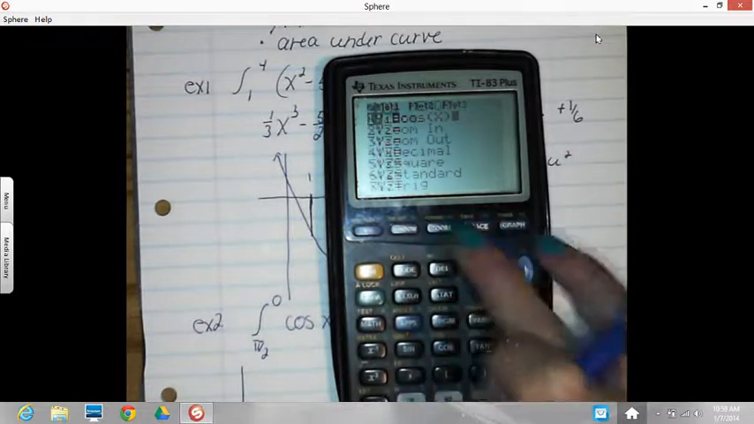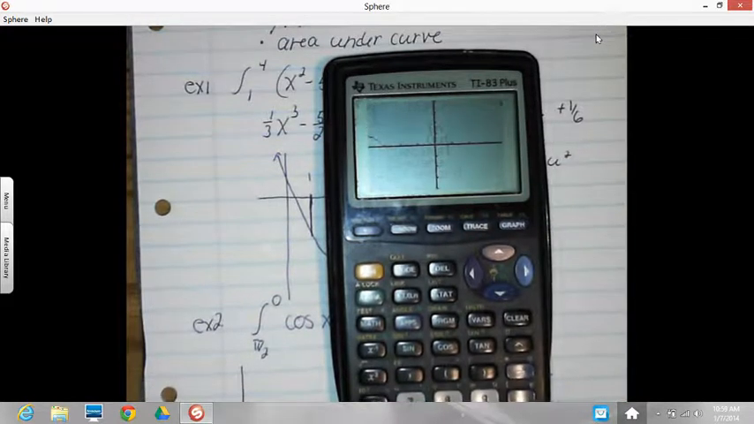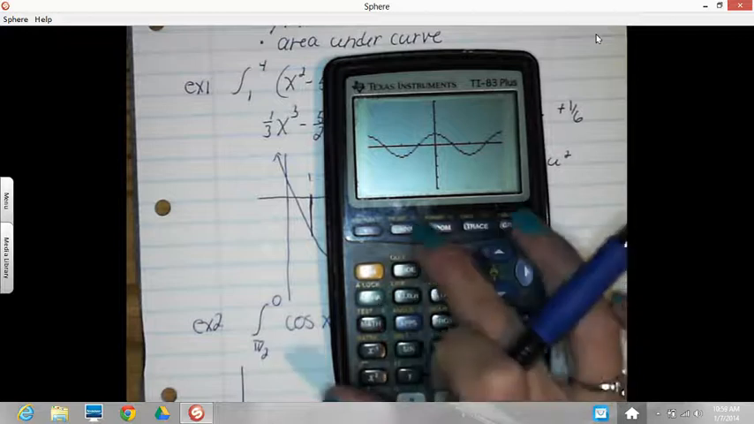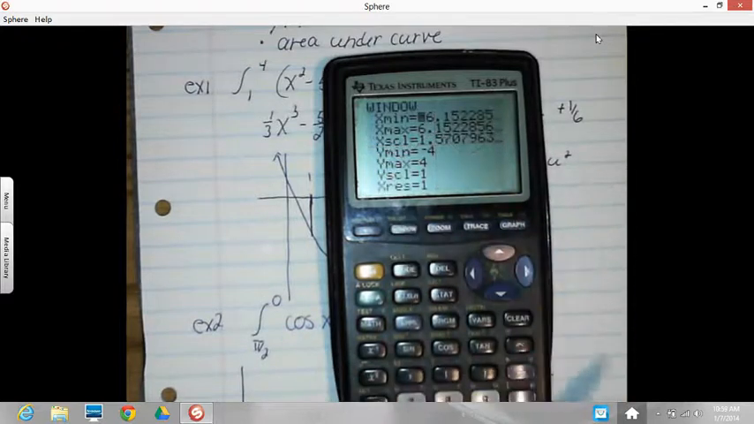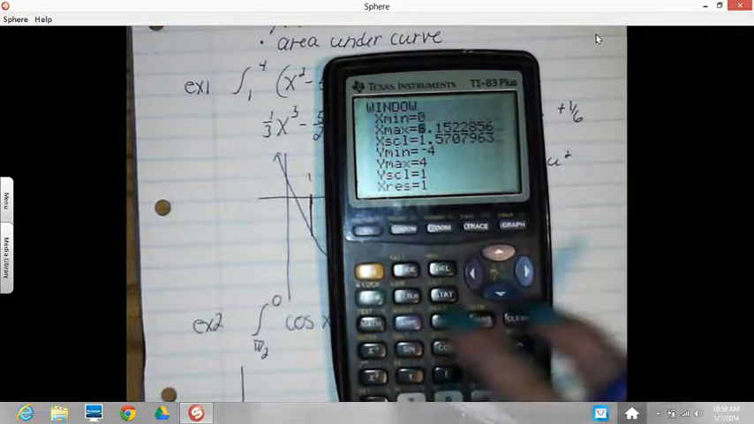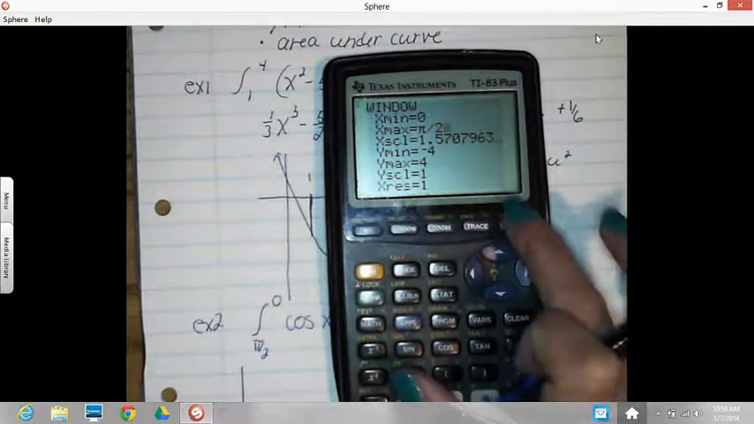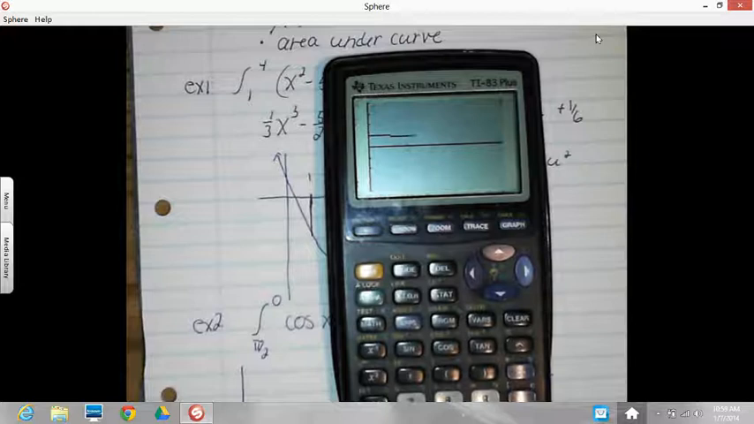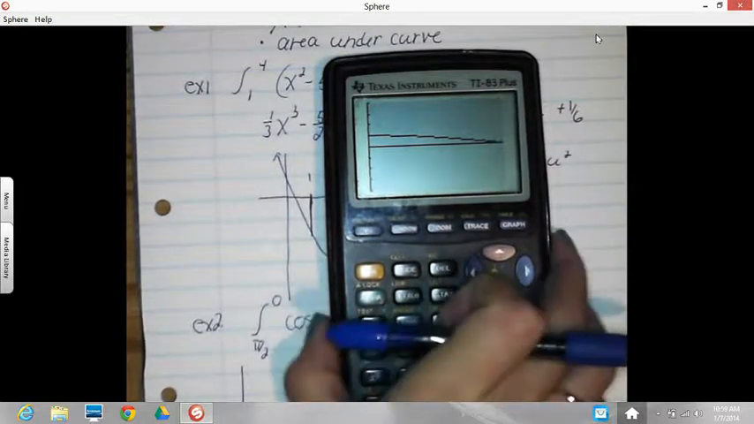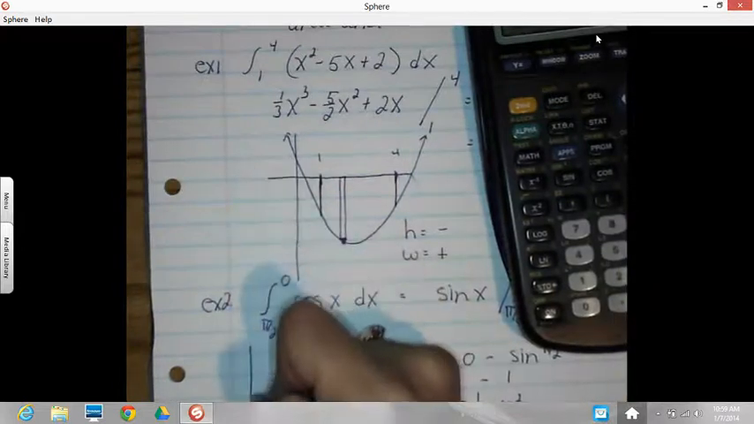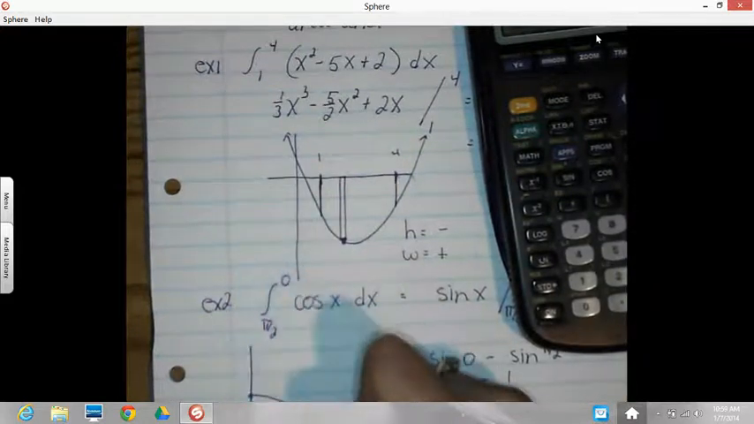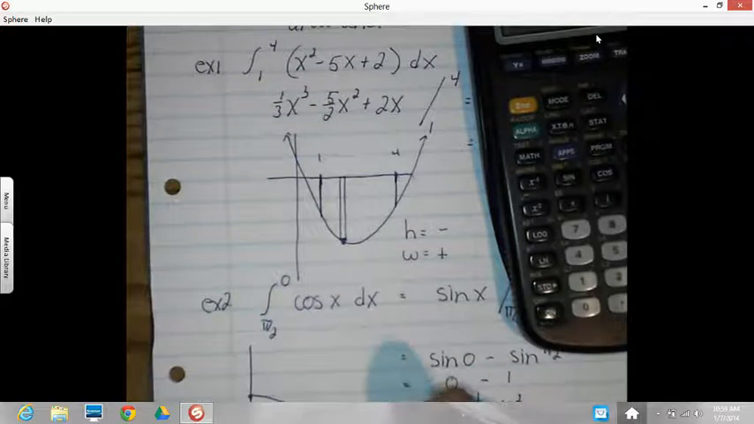Zoom trig. And I only want to look at it from pi over 2 to 0. So window, x is pi divided by 2. Now if we graph, all I'm looking at is that first hump on cosine. It maxes out at 1, crosses at pi over 2.